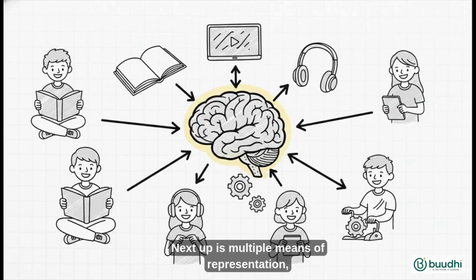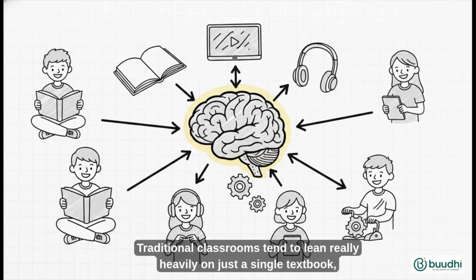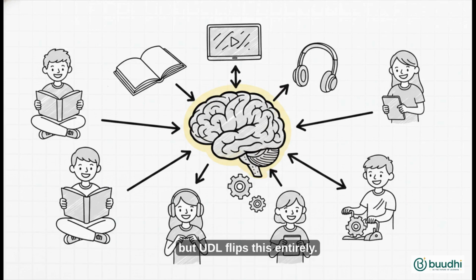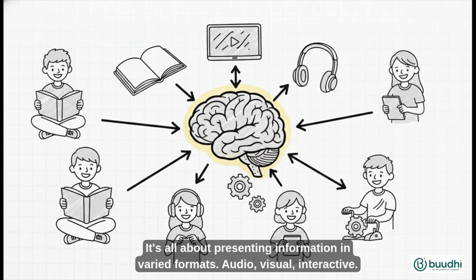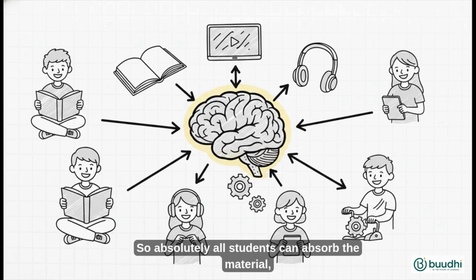Next up is multiple means of representation, which is the what of learning. Traditional classrooms tend to lean really heavily on just a single textbook, but UDL flips this entirely. It's all about presenting information in varied formats: audio, visual, interactive, so absolutely all students can absorb the material, regardless of how their brain processes information.